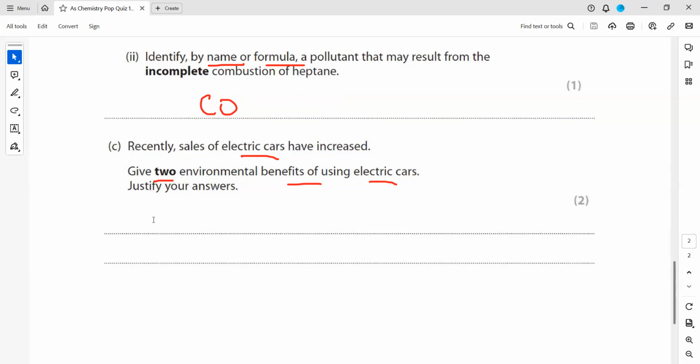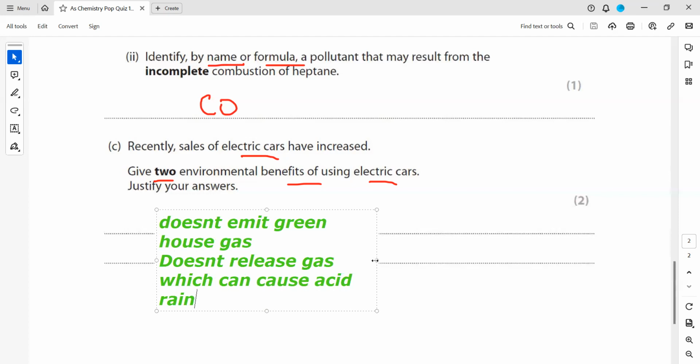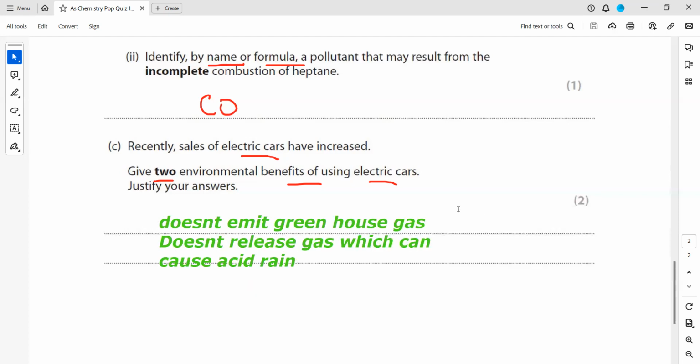So it does not emit any greenhouse gas, and you can mention quieter, or you can also mention it does not release gas which can cause acid rain. And the electricity which is generated to charge these electric cars is mainly from renewable energy resources.